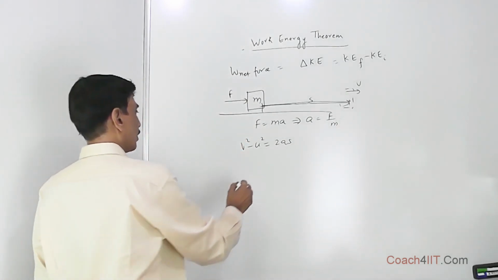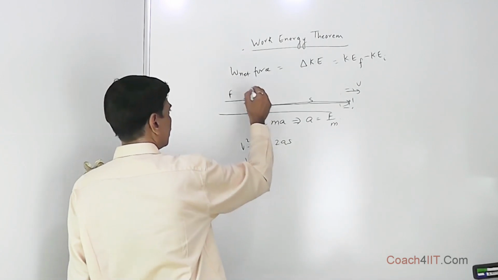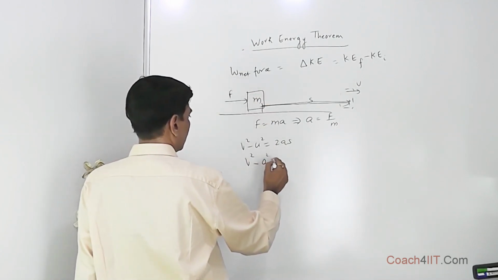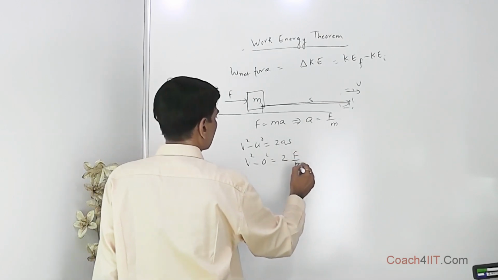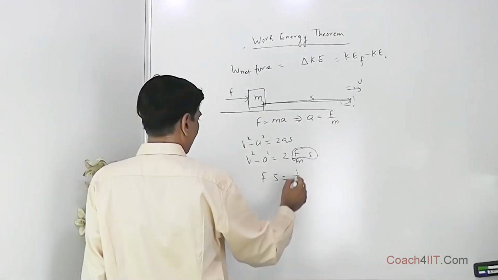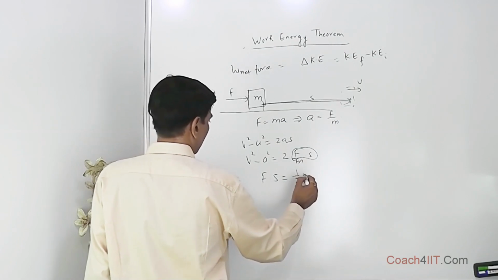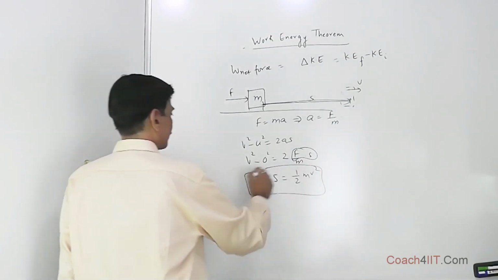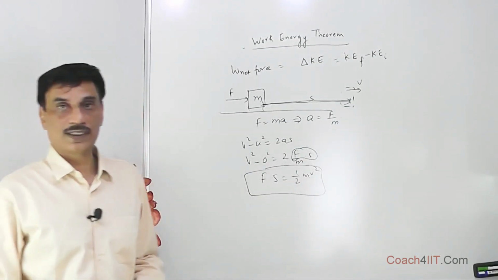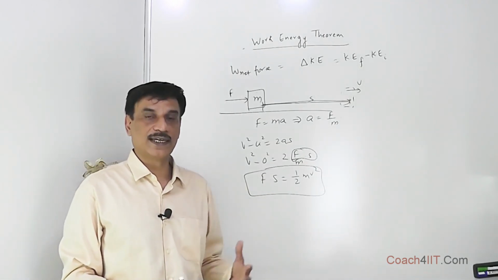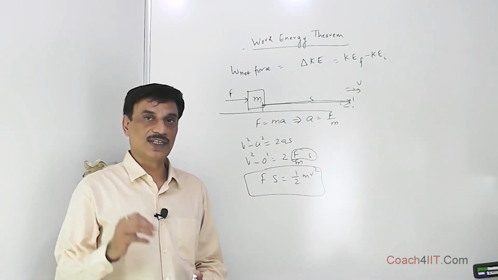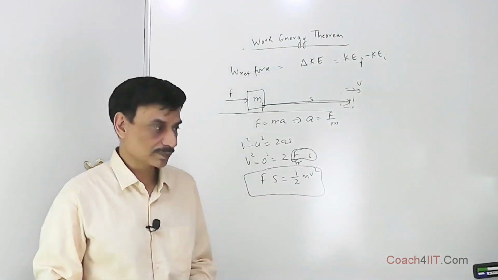So after traveling a distance s, it has a velocity v. We say v square minus, initially it was at rest, 0 square, is equal to 2as. And a is F by m, into s. So F into s comes out to be half mv square. F and s are in the same direction, so the work done by this force is represented as the change in kinetic energy of this body.